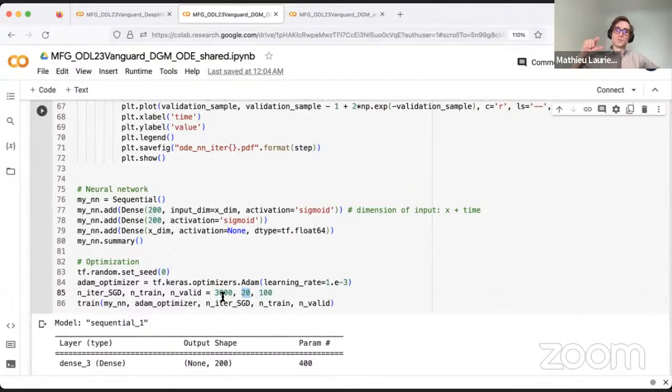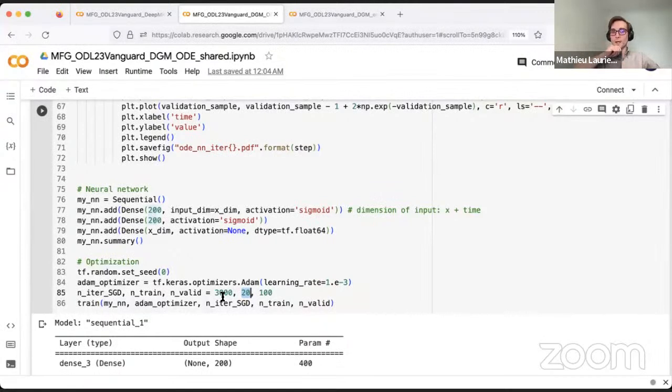number of SGD steps, and train is the number of points in one mini batch. So actually, when I do one step of gradient descent, I don't do it with just one sample, I do it with 20 samples. So on 20 samples, you compute the neural network output, you evaluate if the ODE is satisfied or not, and then you compute the gradient of this loss, which is an average over the 20 points.